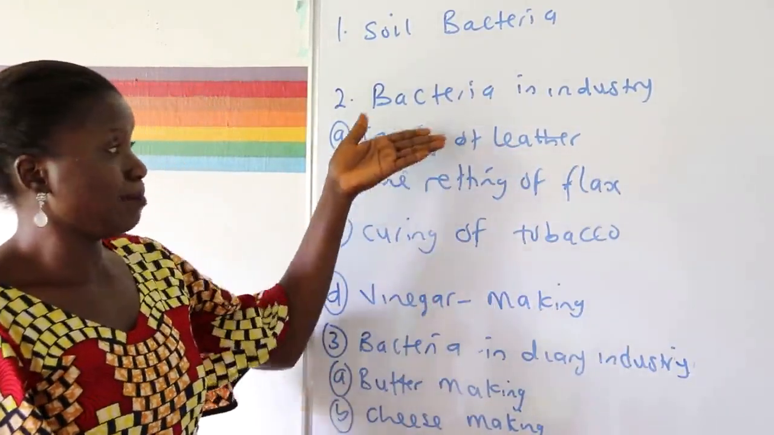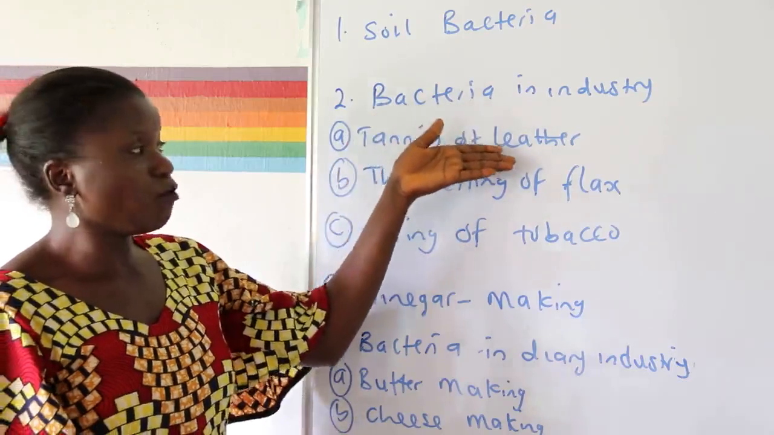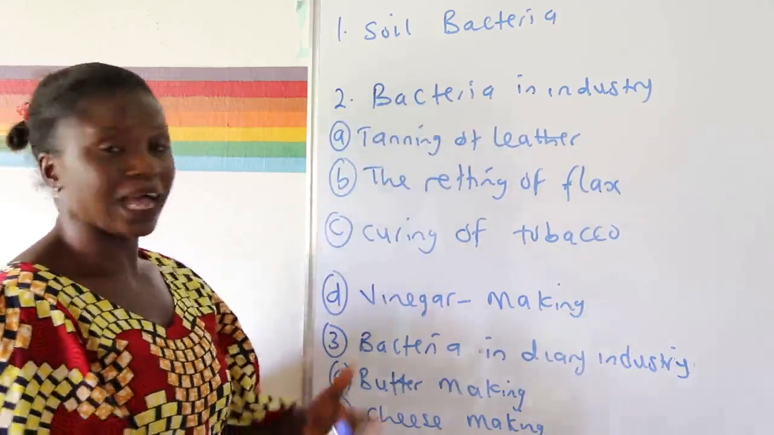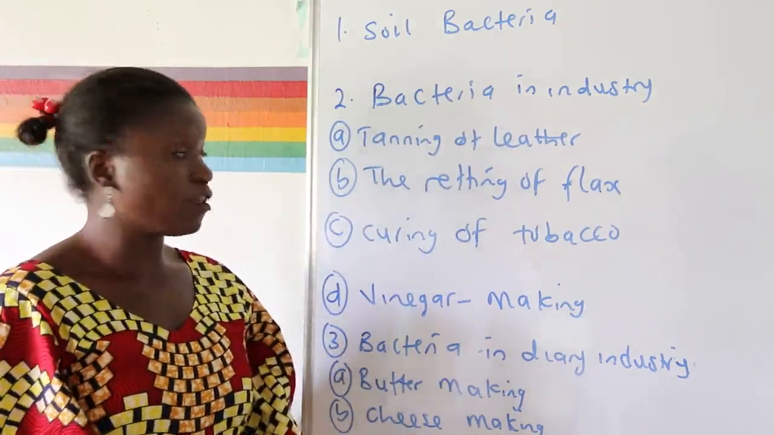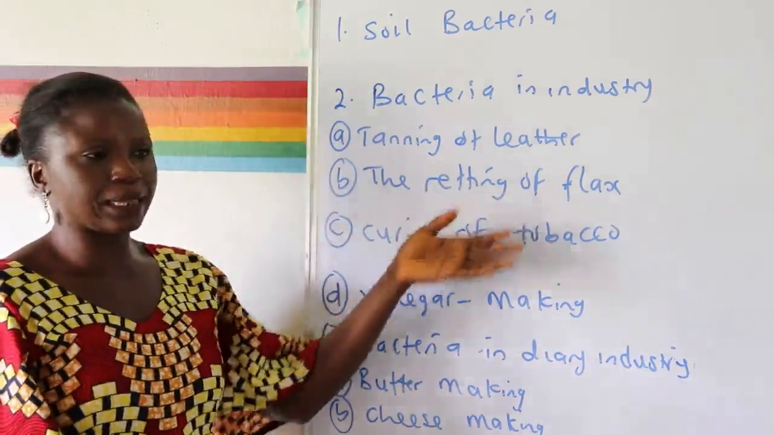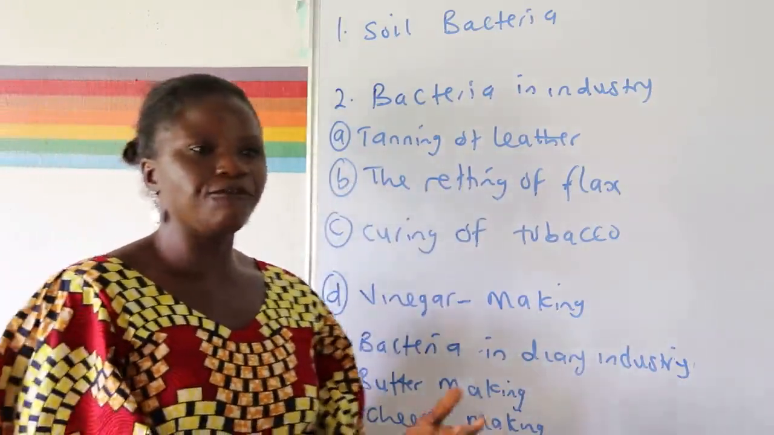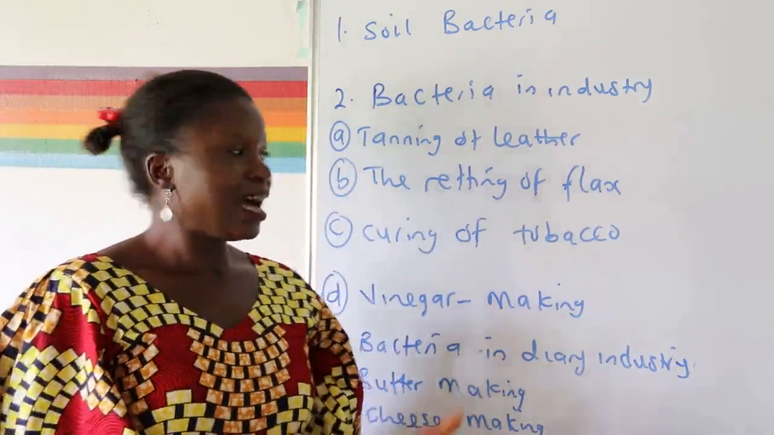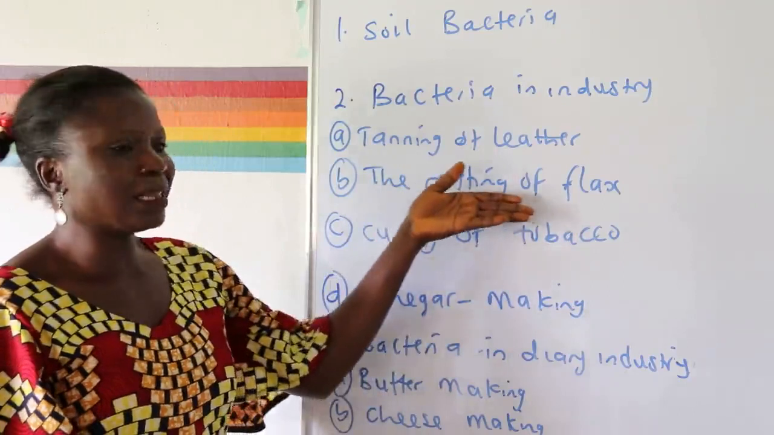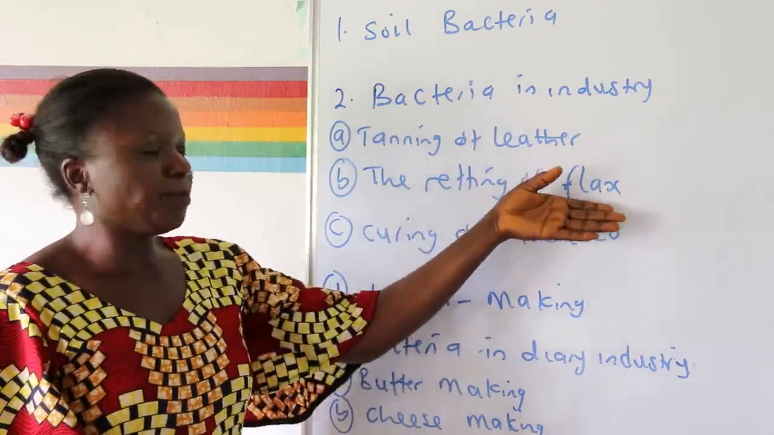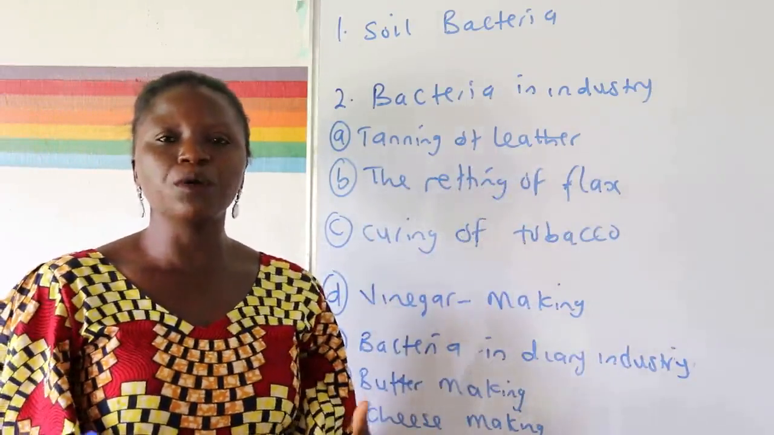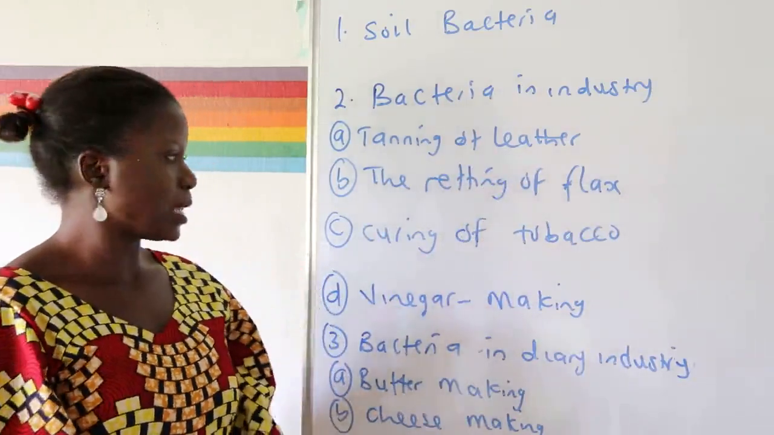And then these bacteria aid in the removal of the hairs from the body of the animal, though some chemicals are used in removal of the hairs from the skin of the animal. And then the next one is the retting of flax. Flax is the raw material for linen and for fibers. And these flax fibers are held together, and bacteria enable the pectin in the flax to be released, so that we have the fibers that we use in making our linen, that's our clothing.